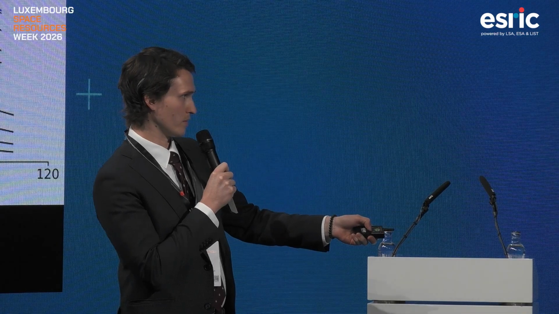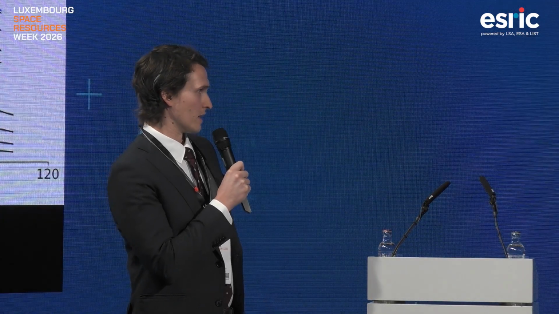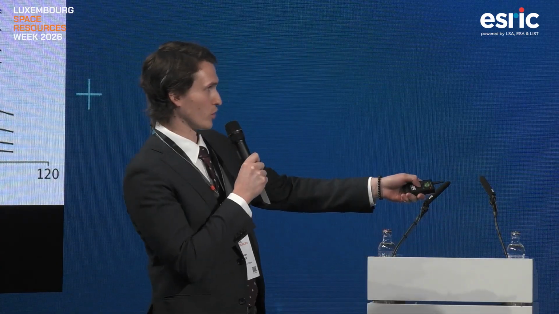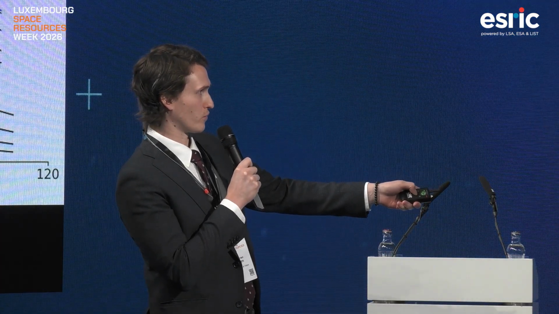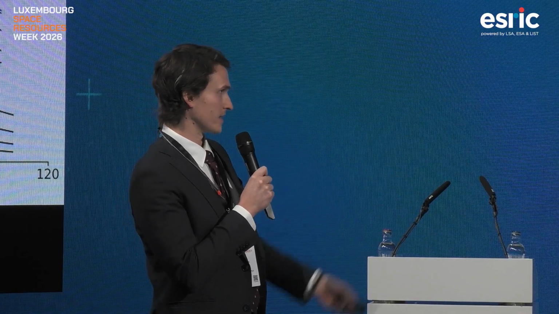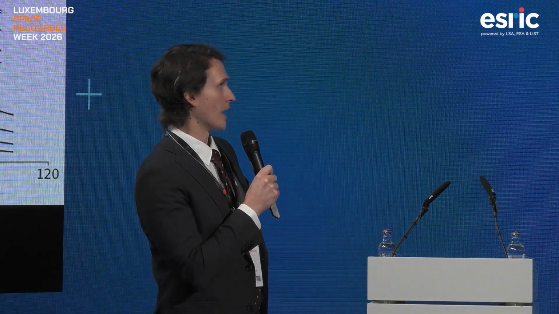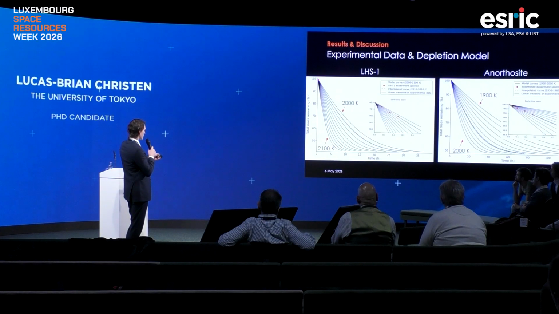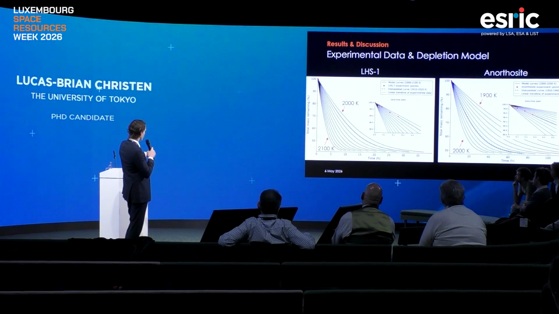So we have around 40% of the initial mass left at the end, and these curves are represented for 10 Kelvin steps for each material, LHS1 and anorthosite. It's composition dependent, of course, and we can plot our experimental data here between these lines. This is a zoom of the very early stage of that model.